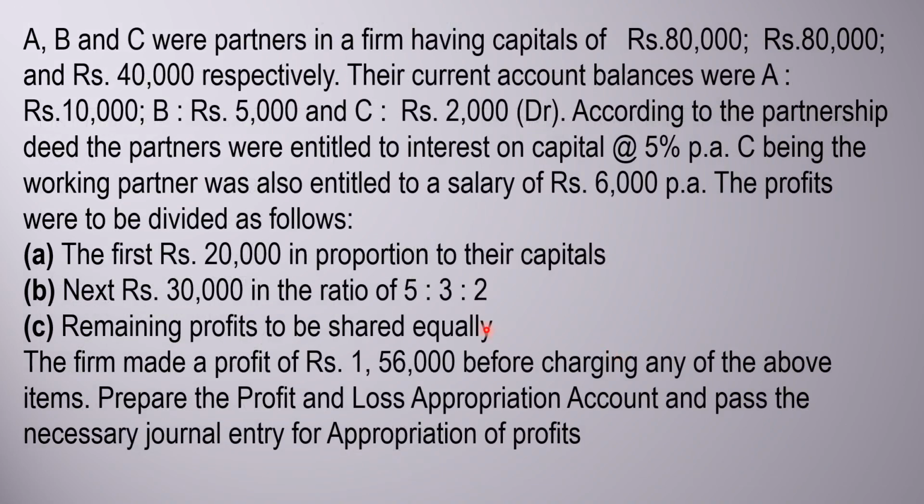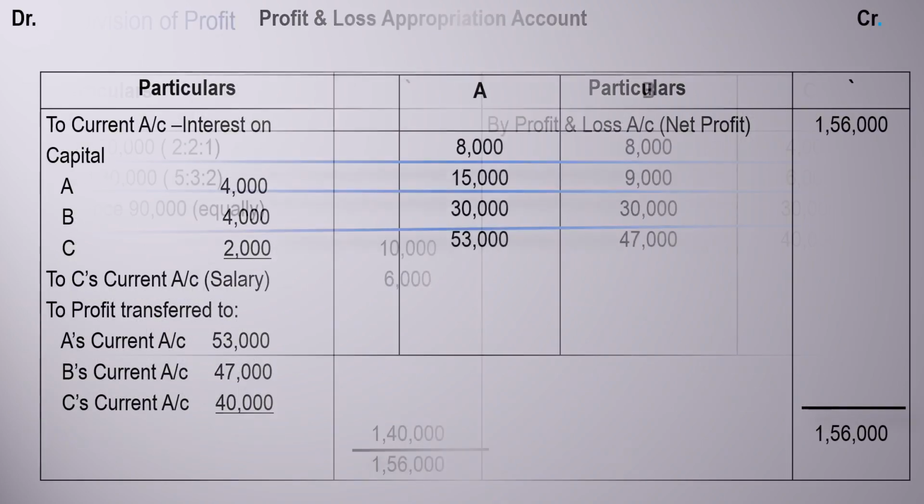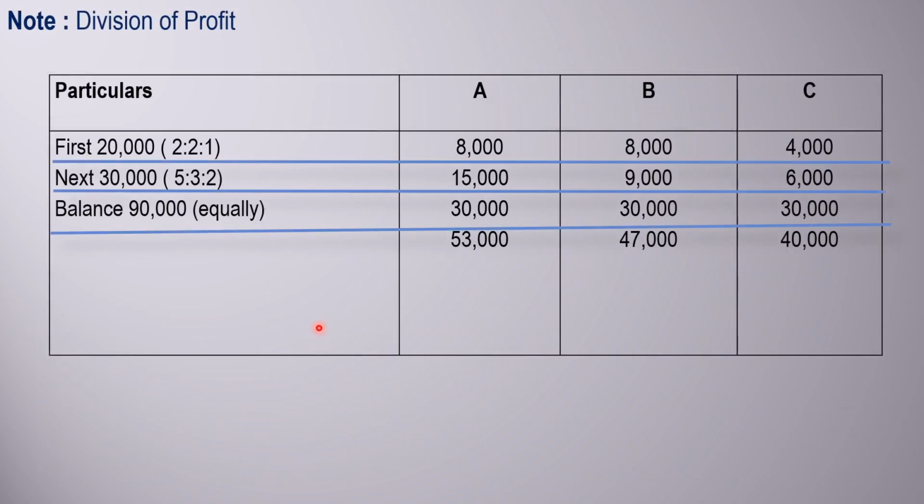I have already shown: first slab 20,000 in the capital ratio, second slab 30,000 in that ratio, and the remaining profit equally. Now we have to see the working, how the 1,40,000 is distributed. 20,000 in the capital ratio. So 80,000, 80,000, 40,000, if you calculate the ratio, it is 2:2:1. So 20,000 into 2 by 5 goes to A, it is 8,000. B also the same, 8,000, and C it is 4,000. So in the first slab, profit goes to A 8,000, B 8,000, C 4,000.